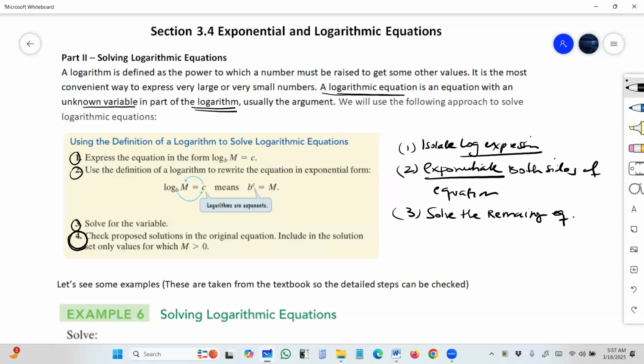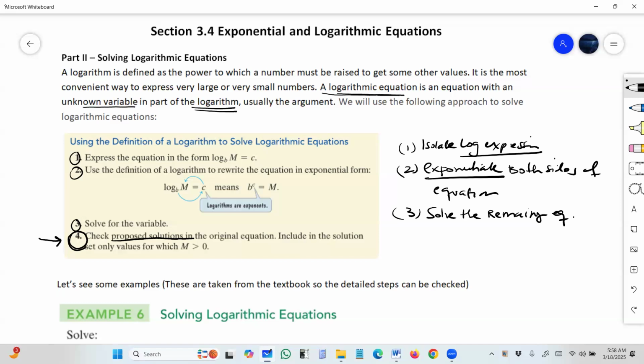Log equations are similar to the rationals, similar to the absolute value equations, where we have to check the solution that we got to see if it works with our answer. It may not work, so we always have to check.